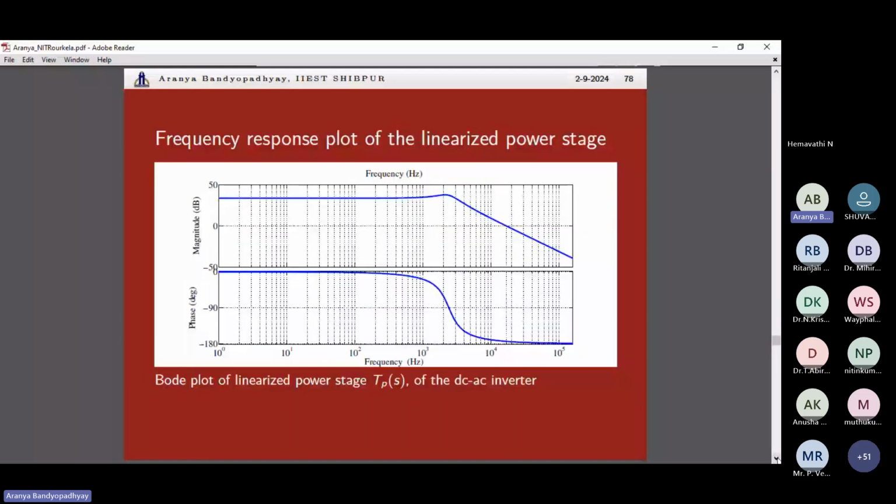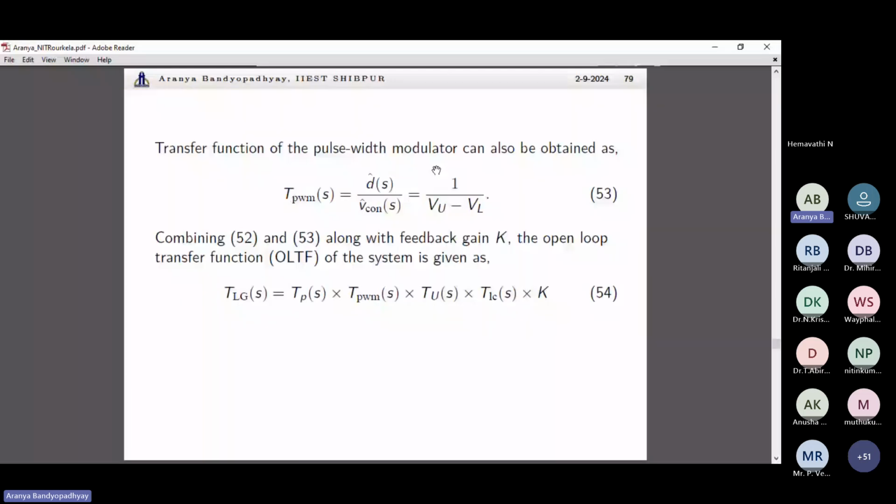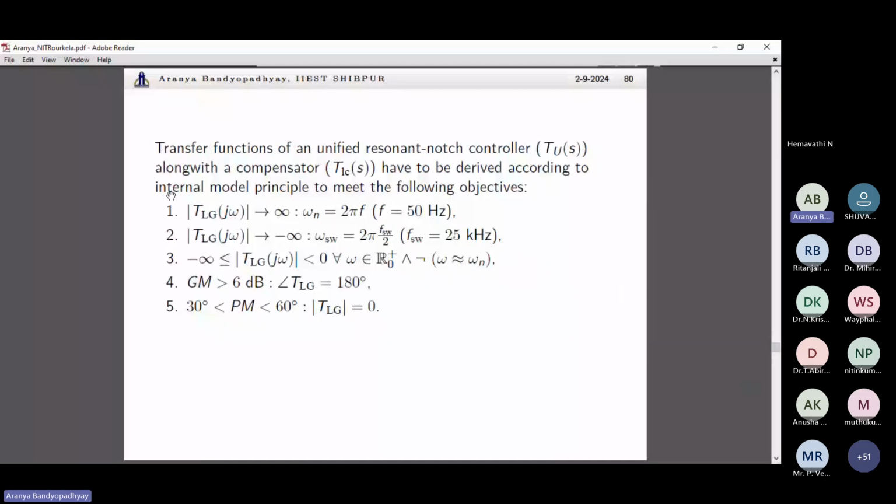And of course, the pulse width modulator gain is nothing but an attenuation factor. Then, combining the feedback gain and the open loop transfer function, it can be formulated as such. This is a very simple and straightforward approach. Then let us define our objective in a mathematical way, right? Don't be alarmed by the mathematics of it.